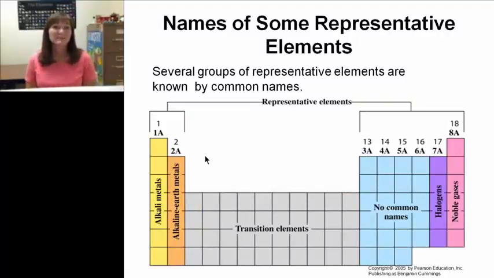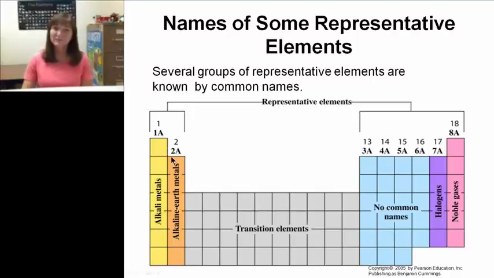Some of the names I want you to know on the periodic table. I want you to know that the elements in group 1A are called the alkali metals. Now you're going to notice that the first box up here, hydrogen, is very unique. Hydrogen is over here, and I'll tell you why in a couple chapters, but he's an exception. He is actually not an alkali metal because hydrogen is a gas and not a metal. But with the exception of hydrogen, all the elements in 1A are called the alkali metals.